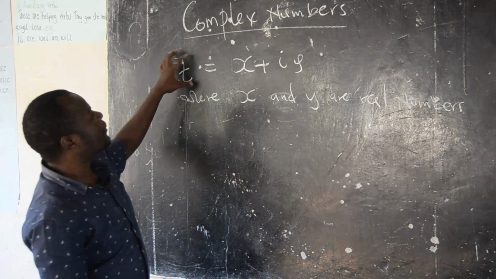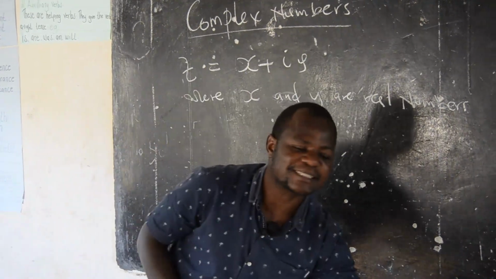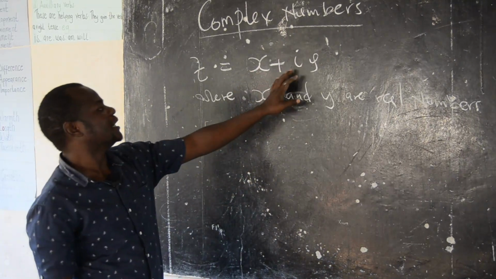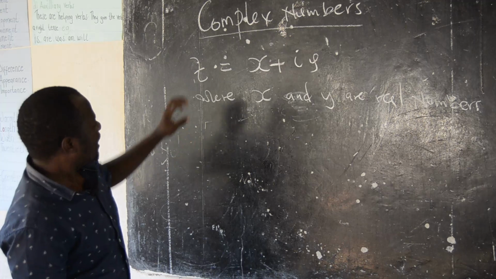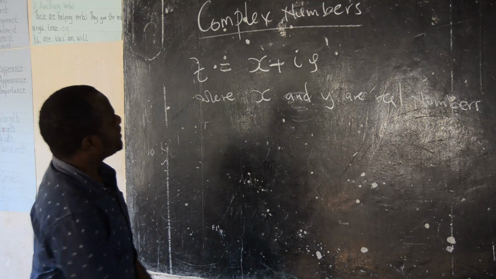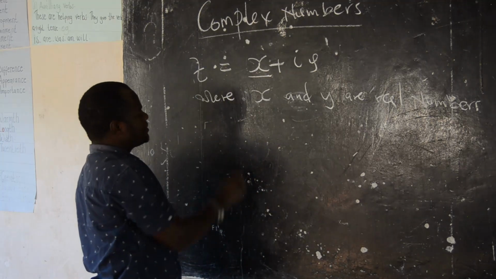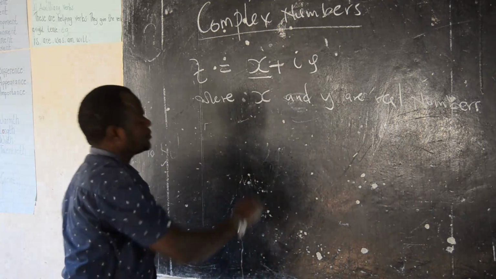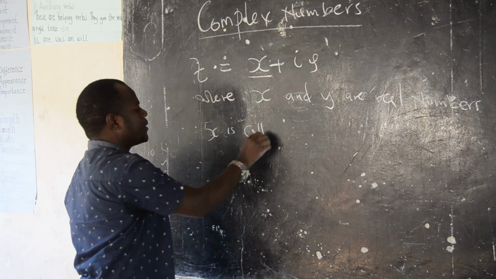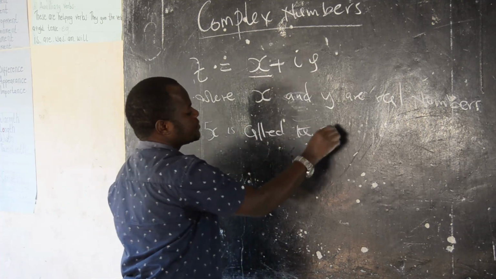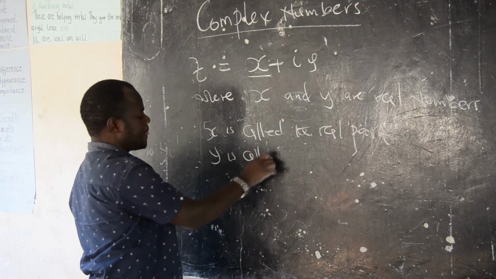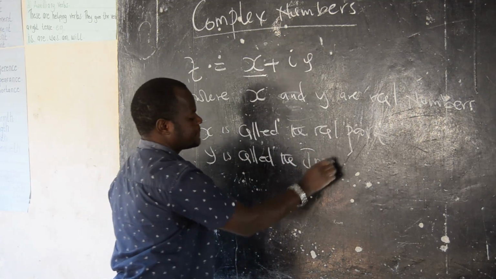Now, any complex number, when you hear somebody talking about a complex number, just think about that number to be in this form, x plus iy. If you look at this, you may ask, what is this? So this x which you see is called the real part, and y is called the imaginary part.